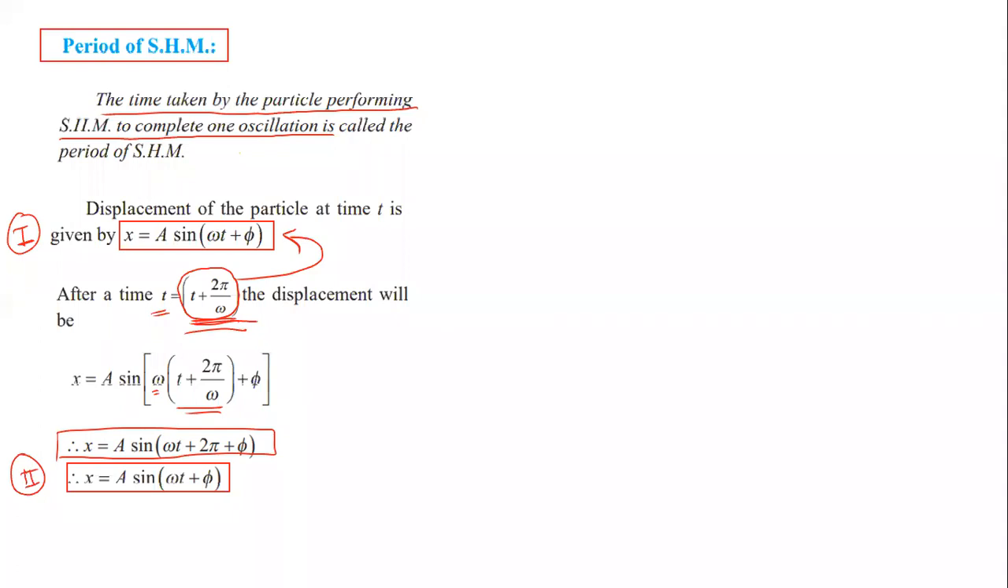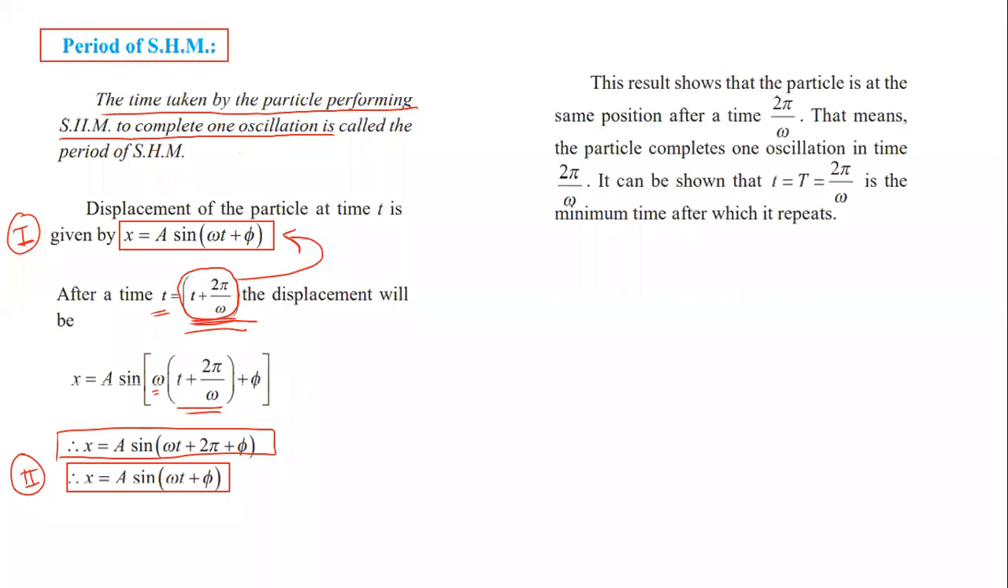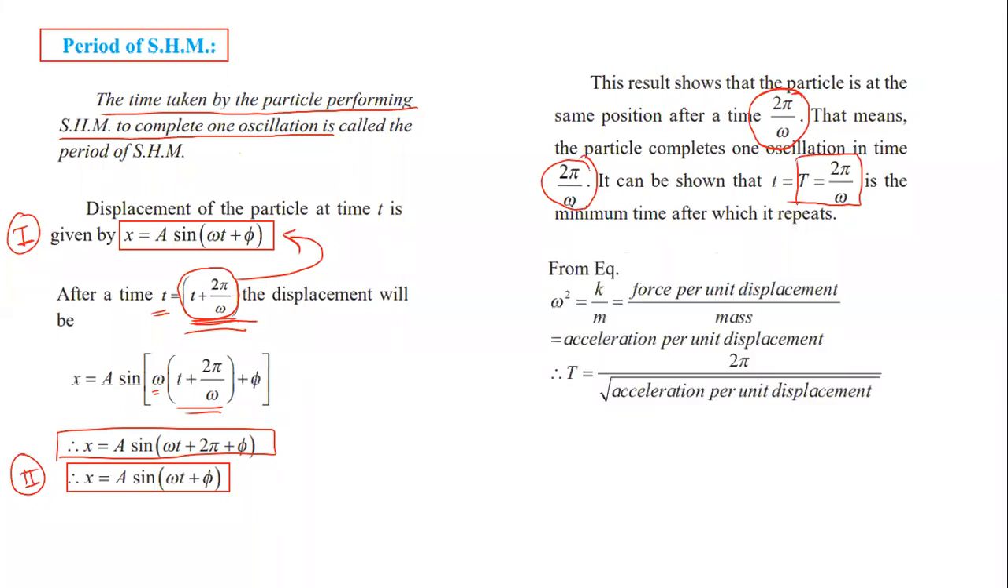The particle completed one oscillation, so that time is the period. This result shows that the particle is at the same position after this time 2 pi by omega. That means the particle completes one oscillation in time 2 pi by omega, so this time is called the period. We can write the period is given by the formula 2 pi by omega. In circular motion also the period is given by the same formula, so here also in SHM the period is given by 2 pi by omega.